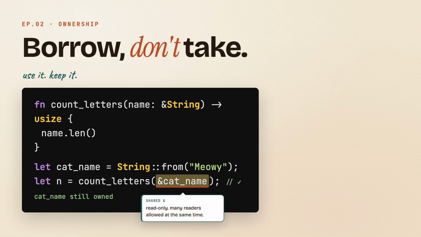Now, a shared reference is read-only. Many readers can share the same value at the same time because none of them is changing it. No conflict is possible in this case.